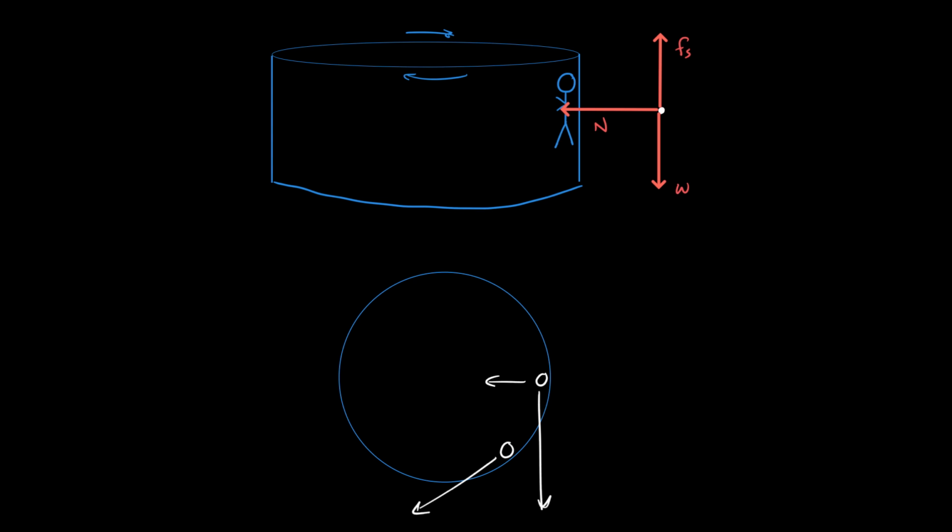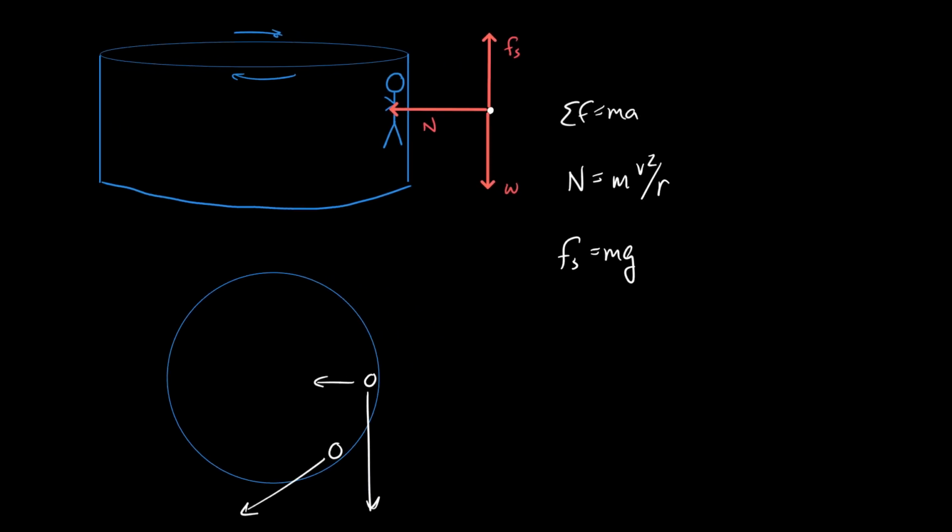But yeah, net force equals ma. So it's like normal equals m v squared over r, and friction equals mg. Yeah, that's what I'm seeing here. And then, of course, you start putting this stuff together and you get, right? How fast do I have to make the ride go so I can be suspended against the wall? That's right there.